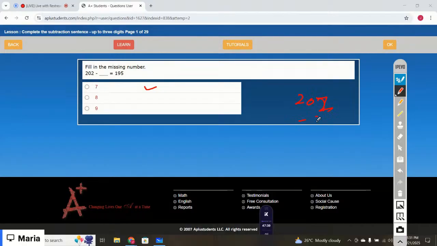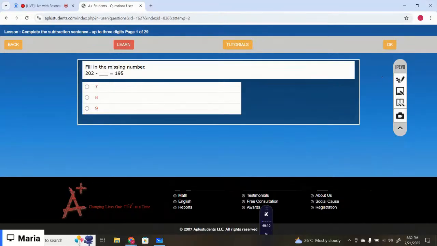202 minus 7. So we need to borrow 1, but here we have 0, so we can borrow 1 from here. The borrow makes 10 here. Now we can borrow 1 from here. So 9. Here we have 12. 12 minus 7 is 5. 9 minus 0 is 9 and 1. That makes 195. That means option number 1 is the correct option. If we subtract 7 from 202, we are left with 195.